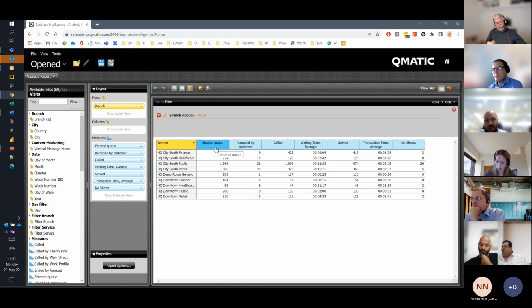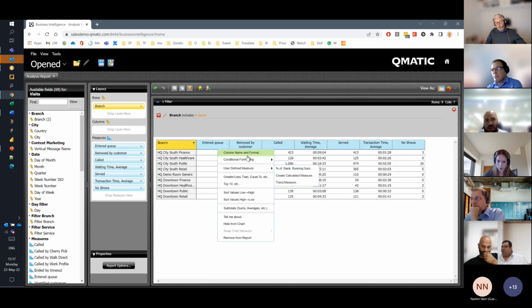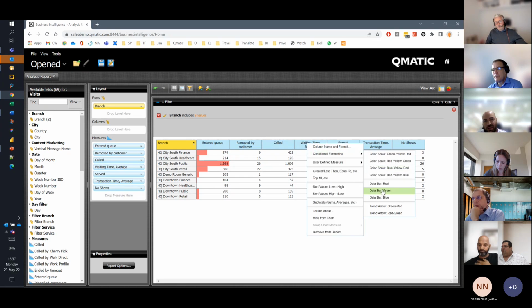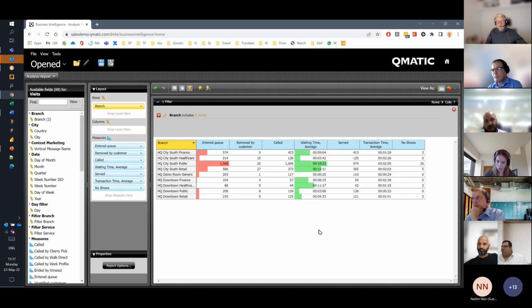Now, this tool also has some nice features. You can, for example, do some conditional formatting. So I can quite easily see, okay, City South Public is much higher than Downtown Healthcare, for example. And probably I also have completely different average waiting times. Yeah, they also have much higher waiting times. But again, I'm not looking at real customer data, so don't draw any conclusions out of this. I'm just showing you the power of the tool.